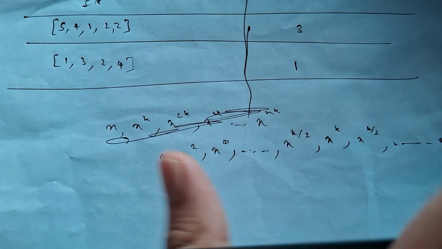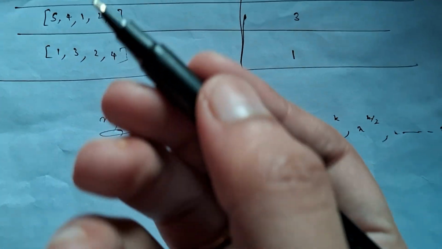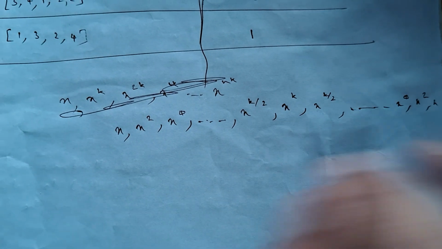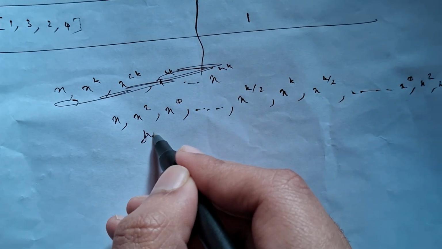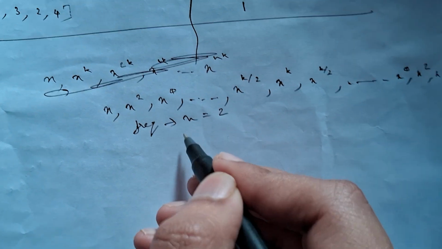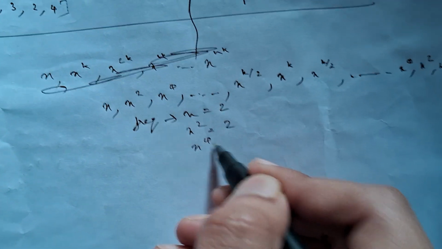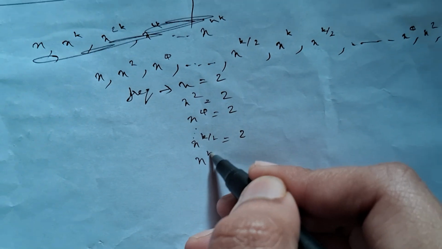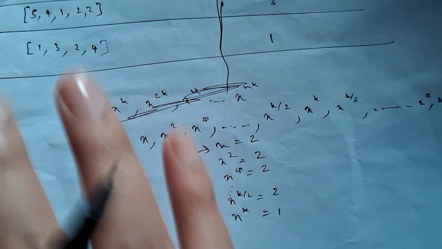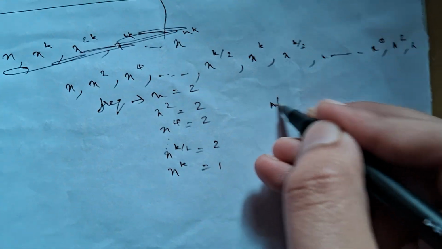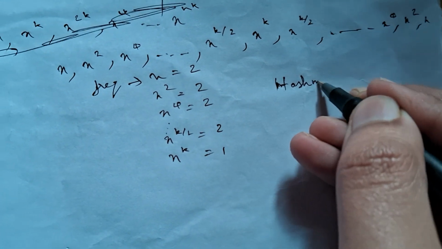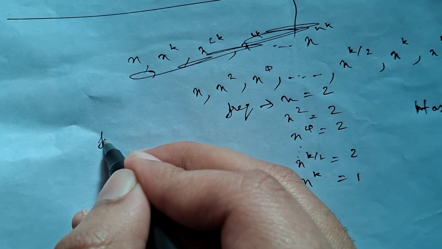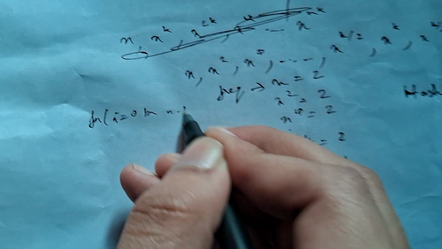That is how you're going to do this. I'll tell you. First, it is very much evident that the frequency of x is 2, x squared is 2, x to the power 4 is 2, everything till x to the power k by 2 is 2, except x to the power k is 1, right? So simple. Go for the frequency, find the frequency using a hash map, maybe.